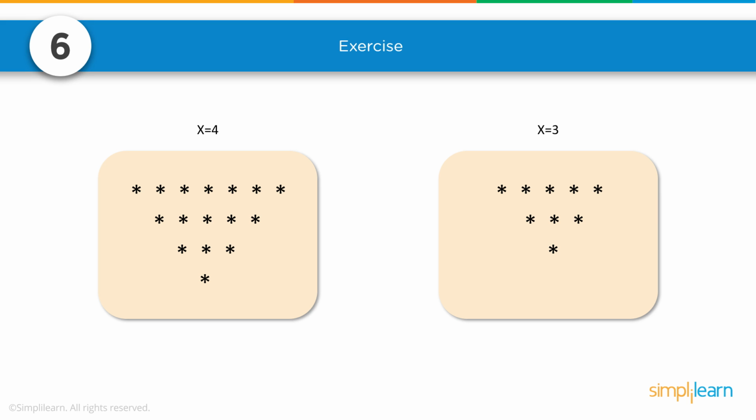Now that we have gone through some of the basic concepts of loops, let's get into the exercise. So here we want to print a pattern of an inverted triangle using asterisks. Now our program should take the number of rows from the user and based on that number, it should print this pattern. For example, if the user enters 4, our pattern should have 4 rows. And if the user enters 3, our pattern should have 3 rows. So let's move to PyCharm and begin writing our code.